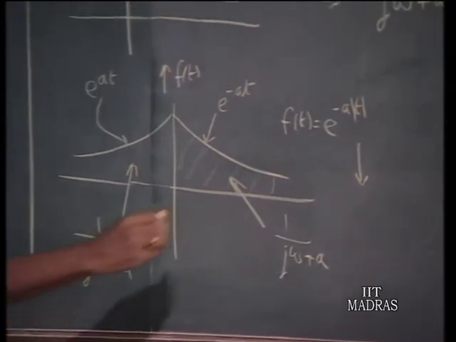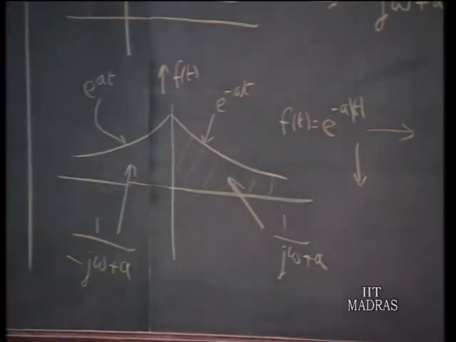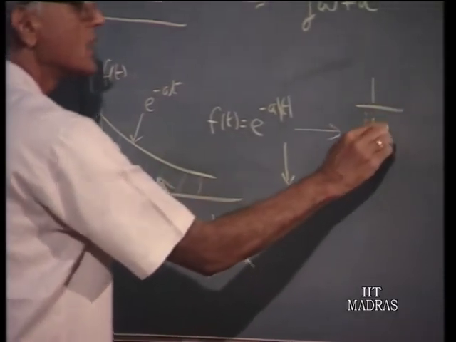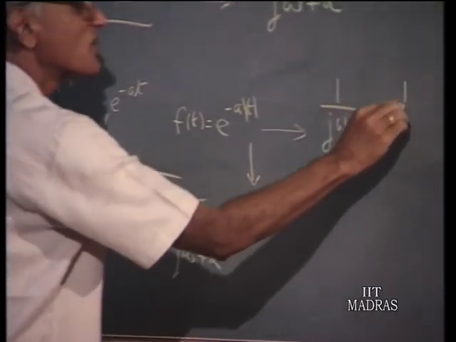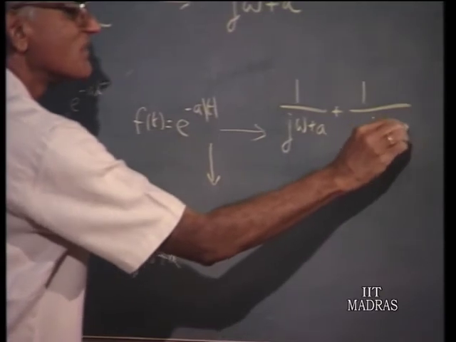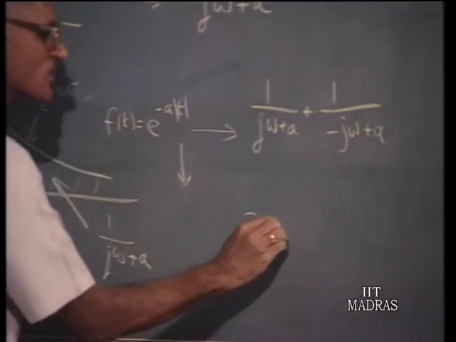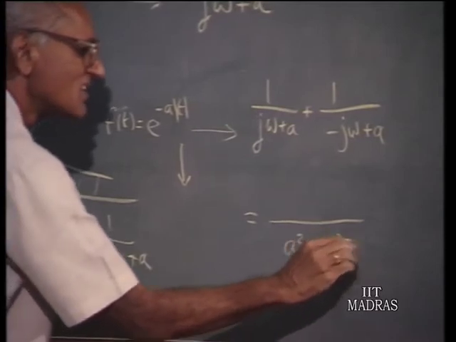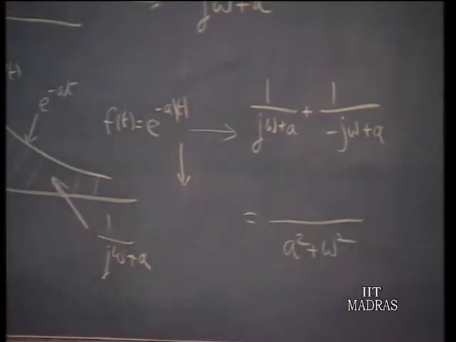So, this particular f of t, which you have given, e to the power of minus a magnitude t, will have a Fourier transform which is 1 over j omega plus a plus 1 over minus j omega plus a. And you combine these two, you get denominator a squared plus omega squared, and in the numerator you have 2a.